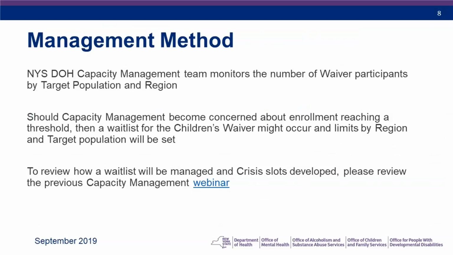Our team here at DOH, what we call our capacity management team, is monitoring on a daily basis the number of waiver participants that are being determined eligible. And we have a system for tracking them by the target population and region. Again, we have for ourselves an internal threshold that, should we start to reach that threshold of enrolled children, then we will develop a wait list process. In our previous webinar in March, we outlined a wait list process, as well as how we will determine crisis slots. My goal is to never get to a wait list, but we do have a developed process. And again, we are monitoring eligibility into the children's waiver so that we can always make a plan if there needs to be a wait list.